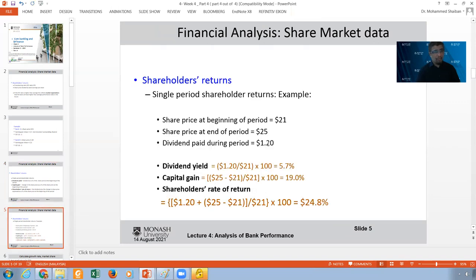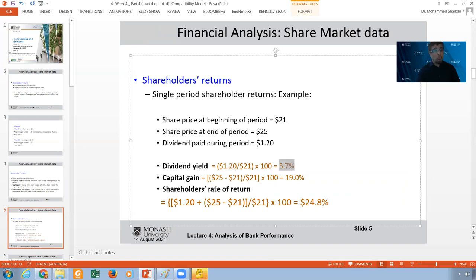Let's take this example. If you have a bank that has a share price at the beginning of the year of 21, and the share price at the end of the period is 25, and they pay at the end of the year 1.20. So from the perspective of the shareholders, the dividend was 1.20 over 21, which means they get 5.7%.